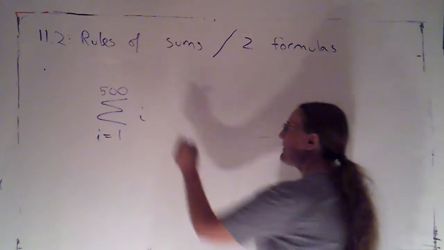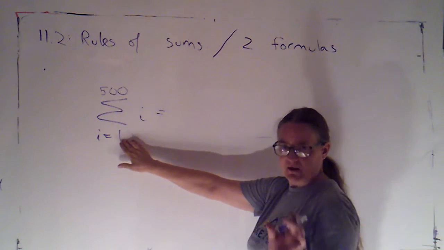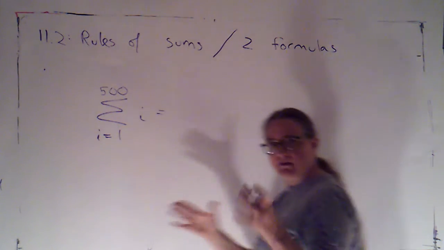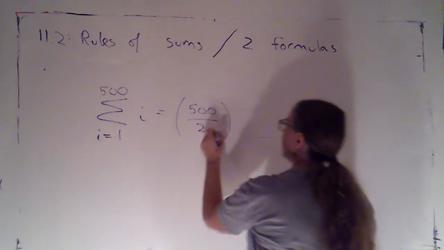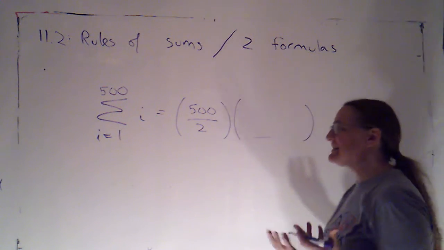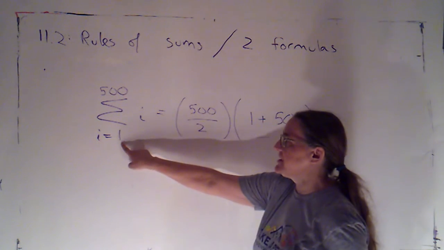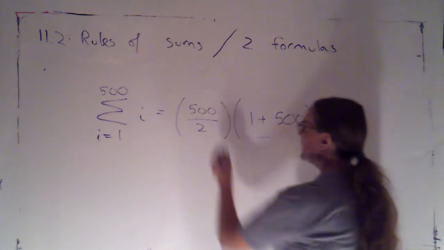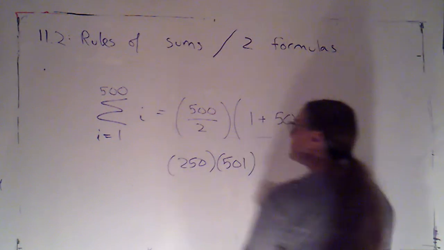All right, so if I want to evaluate this, we're going from 1 to 500. I do want to double check that we're starting with an initial index of 1, and we are. So I've got 500 numbers in my list of numbers that I'm adding up. I'm going to have half as many pairs, and I'm going to multiply that by the sum of each pair. And the sum of each pair is just 1 plus 500. It's the initial term, which is the smallest one, plus the last term, which is the biggest one. So that's 250 times 501.